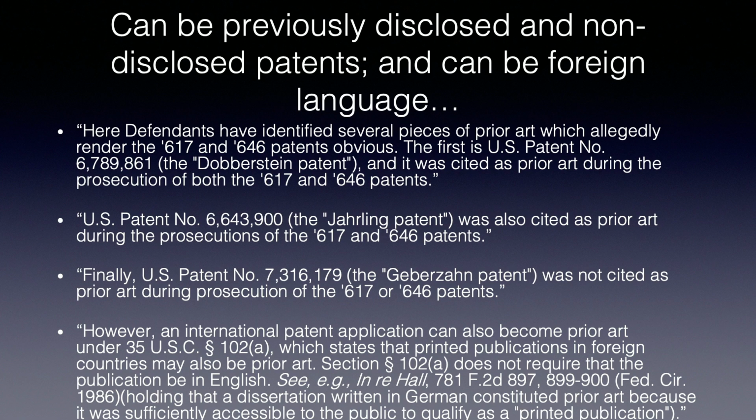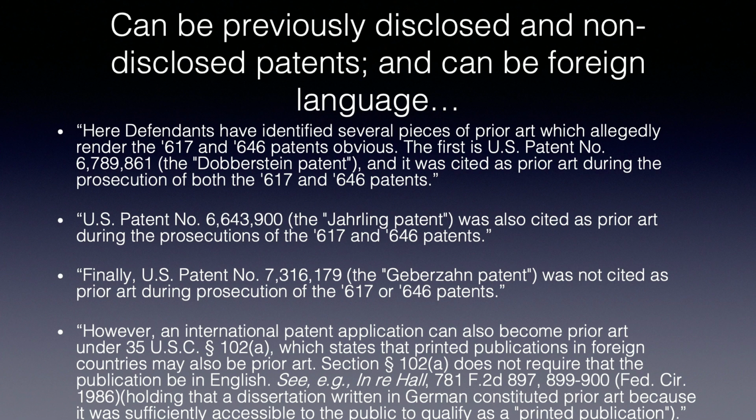So here we were arguing there's two the patent office considered. You should find it invalid on that reason. And there's one they never even considered. Here it is. But all of those can be used as an arsenal on the defense side. But there's also this issue about an international patent. And so here's what the court said: however, an international patent application can also become prior art under 102(a), which states that printed publications in foreign countries can be prior art. Section 102(a) does not require that the publication be in English.